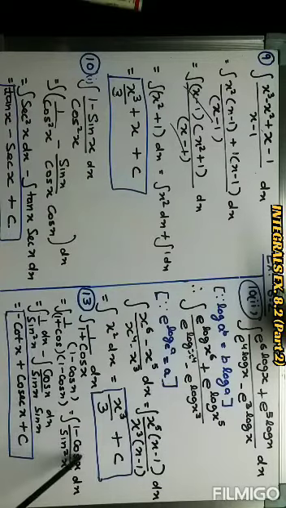Same way, cos x upon sin x into sin x. Cos x upon sin x is what? Cot x. 1 upon sin x is cosec x. And we know that the integral of cosec x cot x is minus cosec x. So minus minus is plus.